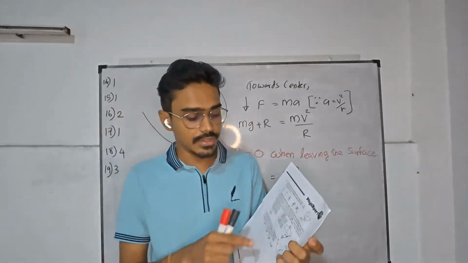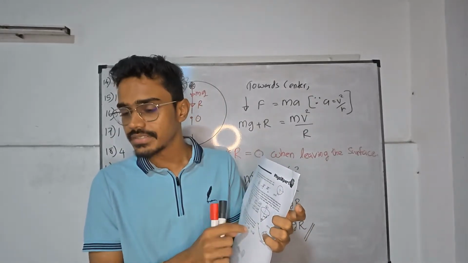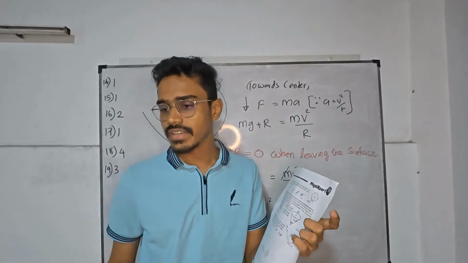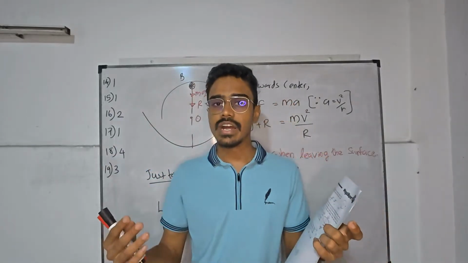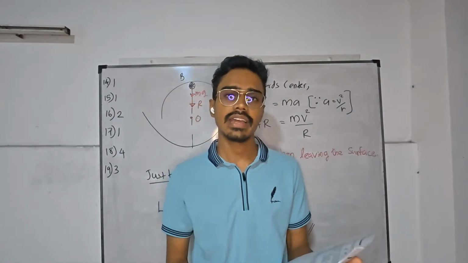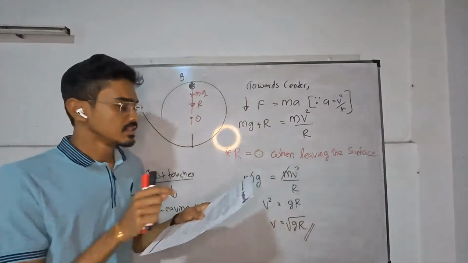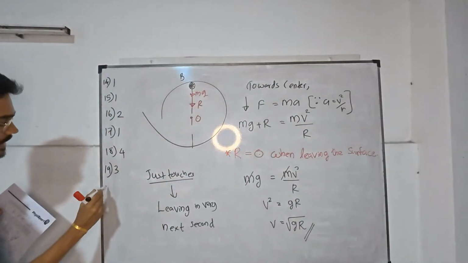Now, even though it's released at A, the height of A from this lowest point is also not given. So that is a hint not to apply conservation of energy. Otherwise, if we have to apply conservation of energy, we have to know these heights. That height is not given. Right? So, root gr for 20, answer is 2.